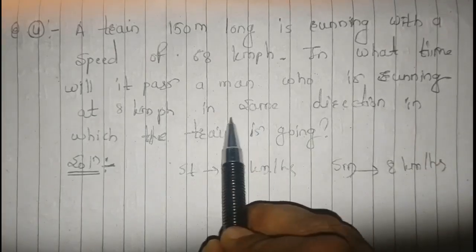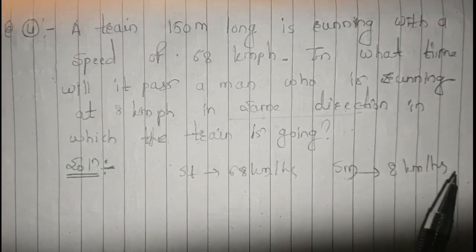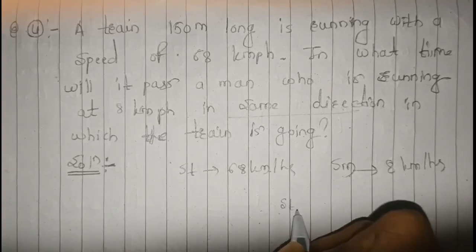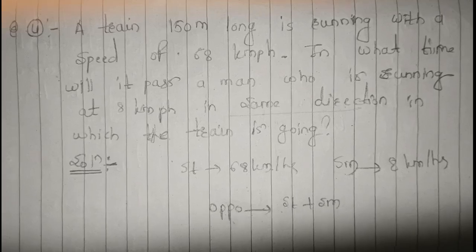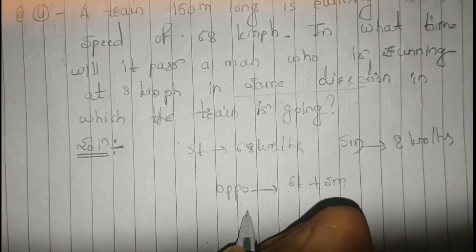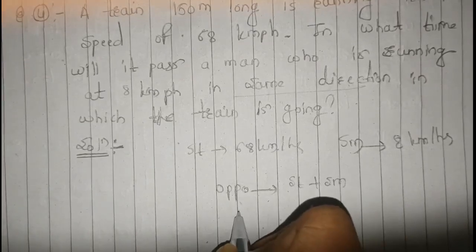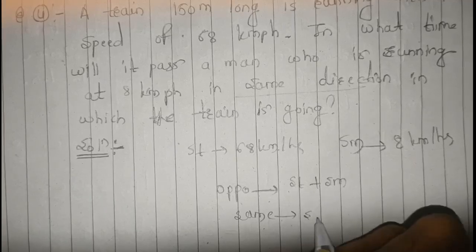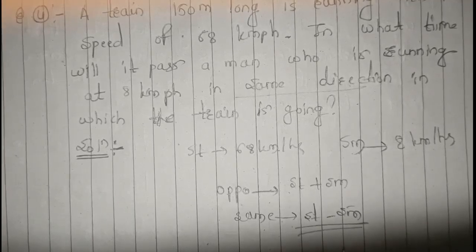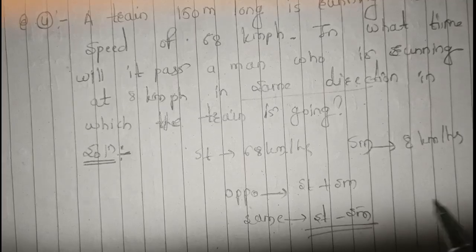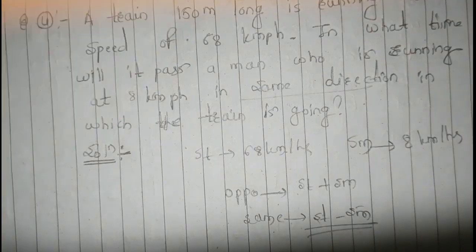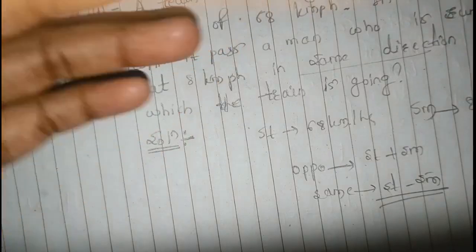Why? Because if it is in the opposite direction, their speeds will get added. If they are in the opposite direction, the speed of the man and the speed of the train will get added. But in this scenario, as they are moving in the same direction, their speeds will get subtracted. Whoever is bigger would come first. In most cases, our train speed would be higher than the man's speed. So we have to remember the fact that in the same direction their speeds get subtracted, and in the opposite direction their speeds get added.